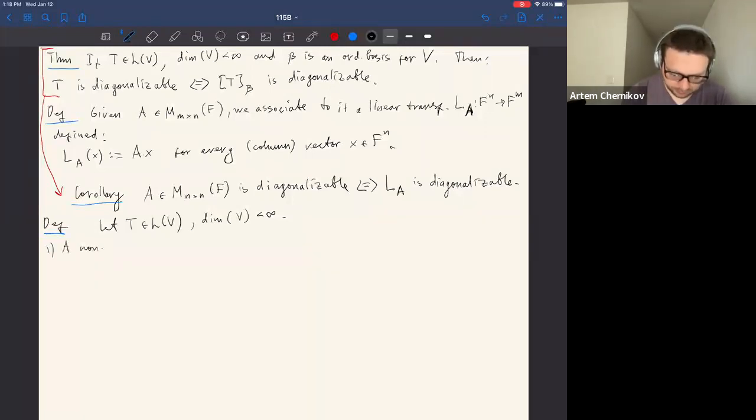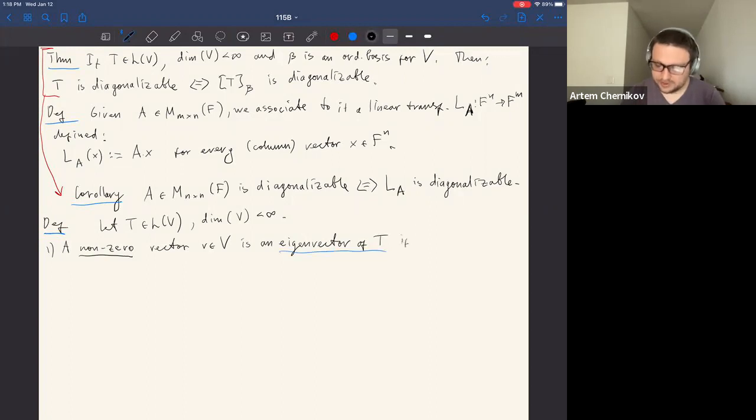A non-zero, importantly non-zero, vector V in the space capital V is called an eigenvector of the linear operator T if T of V acts by simply multiplying by lambda, so lambda times V, for some lambda, a scalar in F. So an eigenvector for T is a vector such that if you apply T to it, all it does is scale it, just makes it longer or shorter, depending. So it scales it by lambda, some scalar.